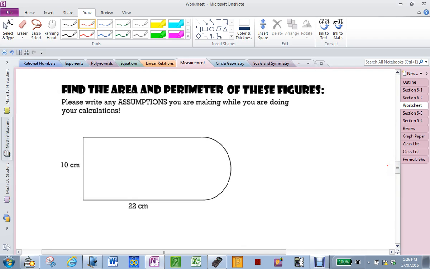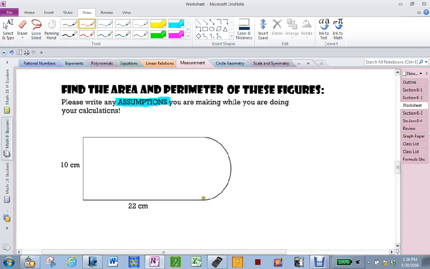Now, normally in math, we don't make assumptions, do we? We measure stuff and we prove it. But I wanted to see if you guys could make some sense of what was going on. And this led directly into what you did with Miss Morrison, yeah? Where we were jamming shapes together.